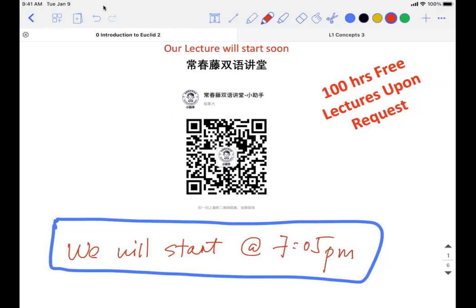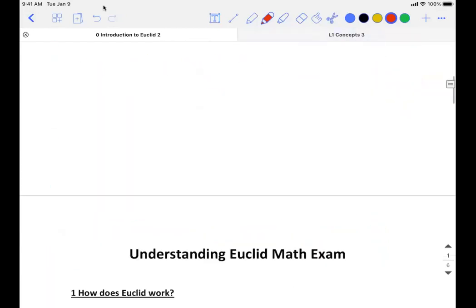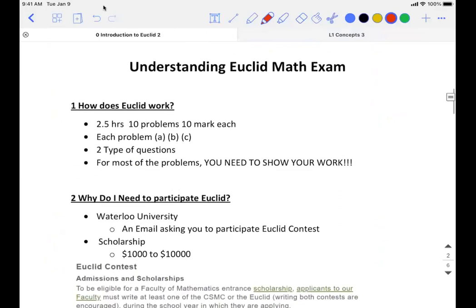So before we get started with the technical details, I want to answer a bunch of questions. There are some high frequency questions that student parents keep asking me regarding the math competition itself. So that's pretty much what we can focus on at the very beginning. Okay. So at the very beginning, we're going to talk about understanding the Euclid math competition. You're going to understand your enemy. You're going to know your friends as well, right?